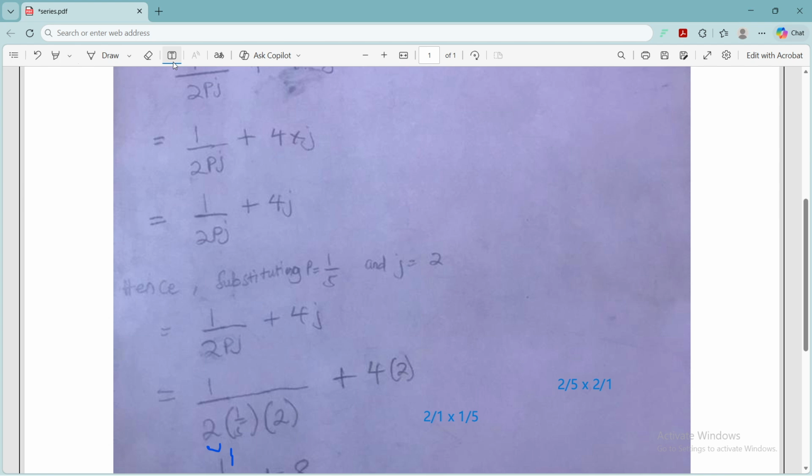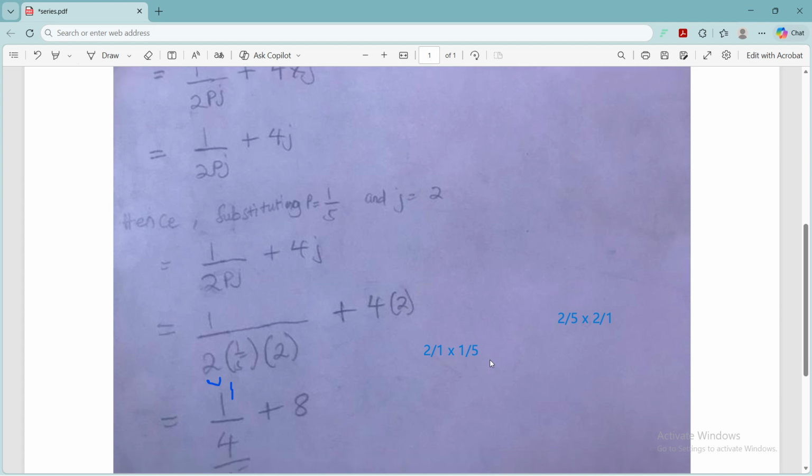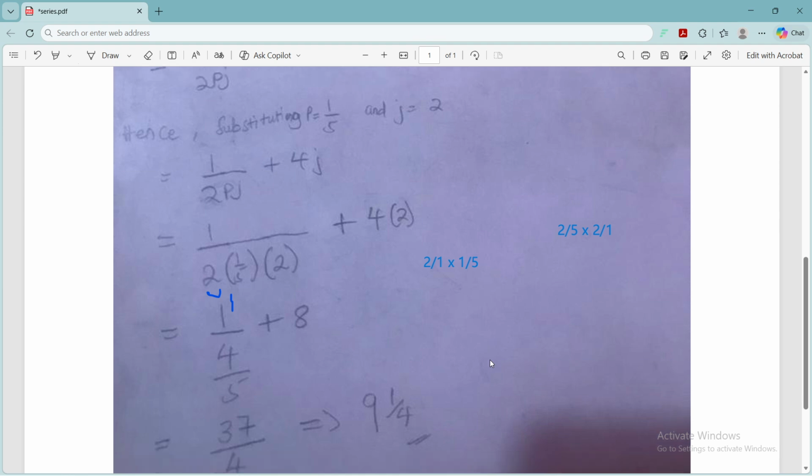So our subsequent equation would be given as 1 over 4 over 5 plus 8, right? So we are going to get 1 over 4 divided by 5 plus 8, right? Sorry, 1 over 4 divided by 5 over 8, right? So the fraction 1 over 4 divided by 5 plus 8, right?